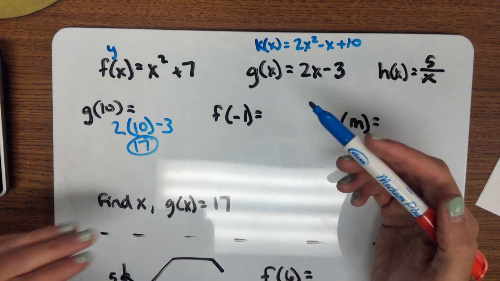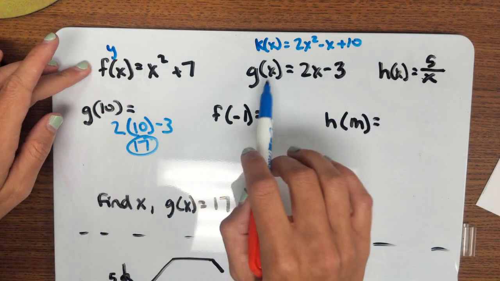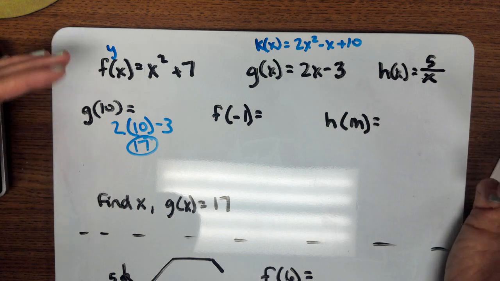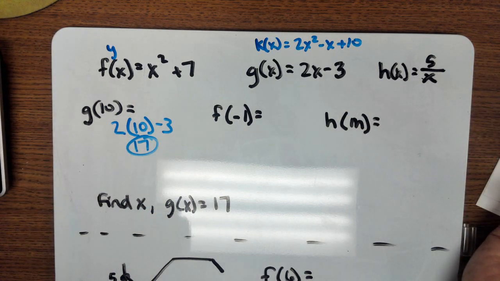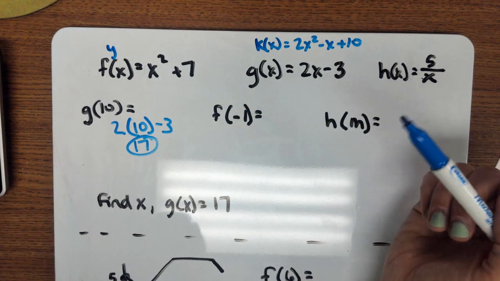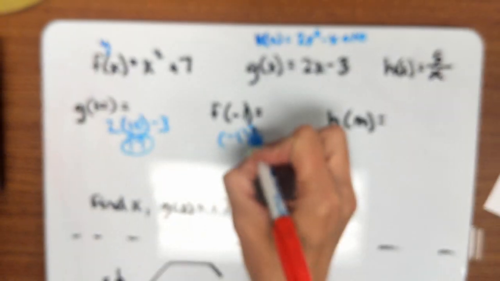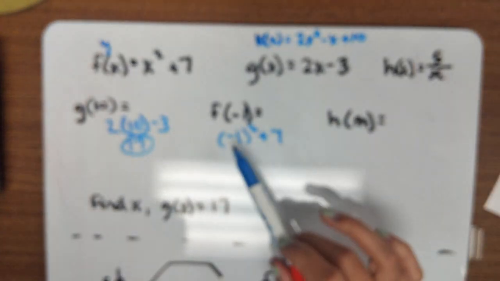F of negative 1, you find your f function, which is right here. It's just a way of identifying. If I had said y equals 3 different times, we wouldn't know what equation we were working with. So the way that we can kind of label them is with our function notation. Negative 1, we're going to plug that in. Remember, you have to keep that in parentheses.